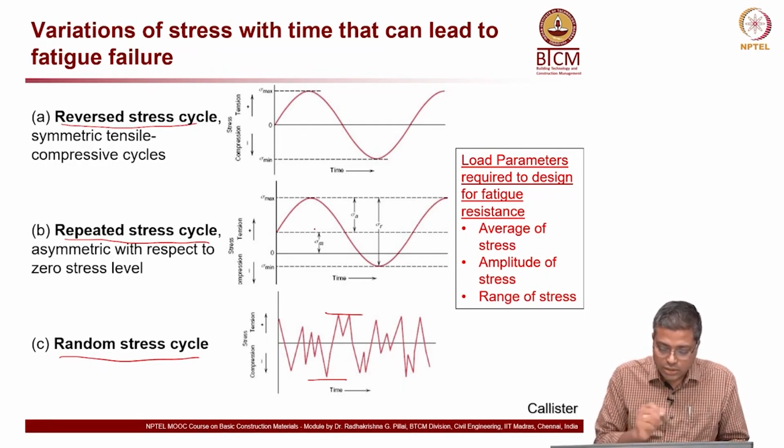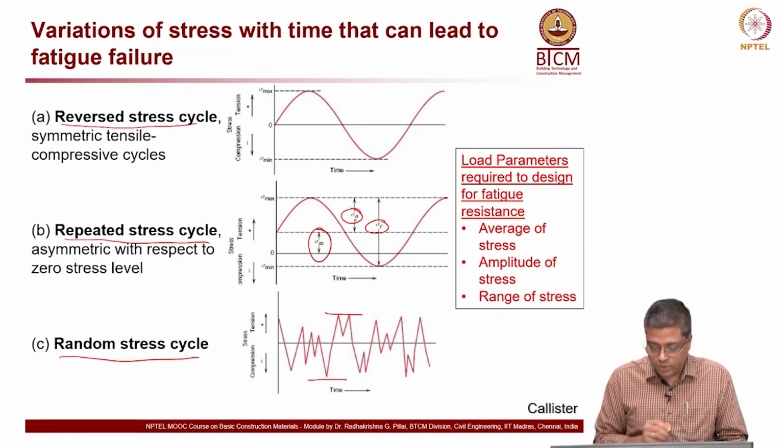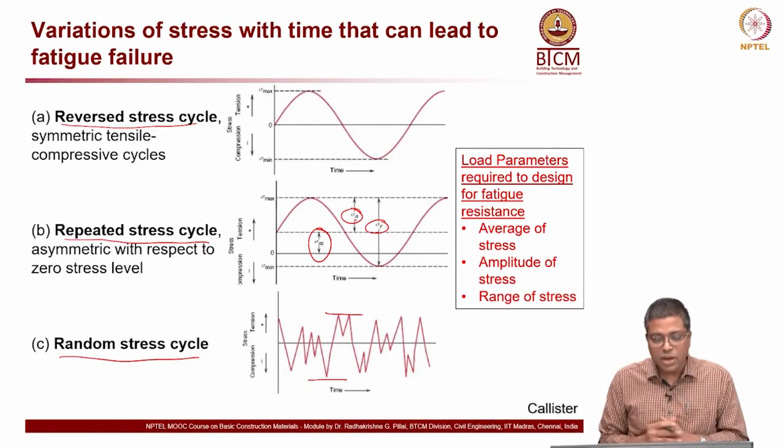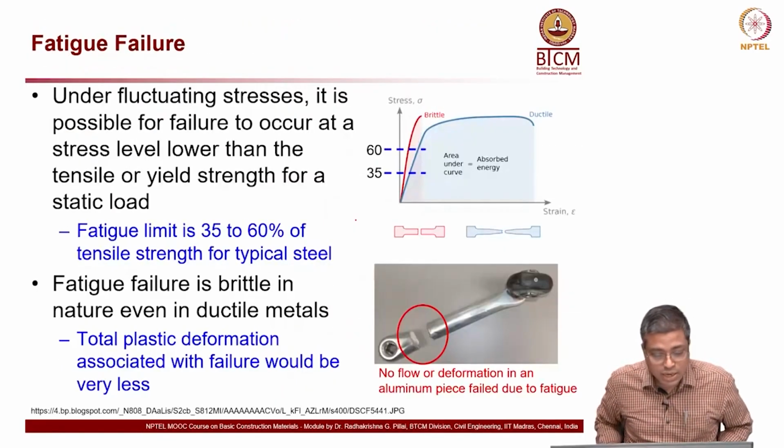So, here in the second case I will show you what the average is. So, this is the average line here, okay, and this is the amplitude for the compression, and then this is the total range from the maximum compression to the maximum tension. So, all these parameters can be used to design the structures.